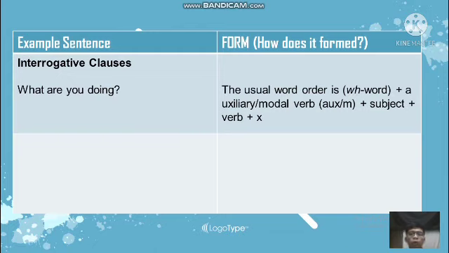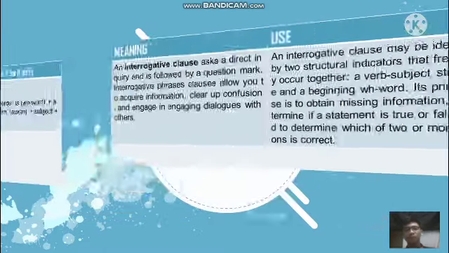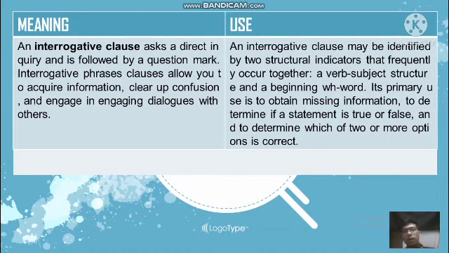The usual word order is the WH word plus the auxiliary verb are, then plus the subject you, then the verb doing. Okay, what are you doing? An interrogative clause asks a direct inquiry and is followed by a question mark. Interrogative clauses allow you to acquire information, clear up confusion, and engage in dialogues with others.